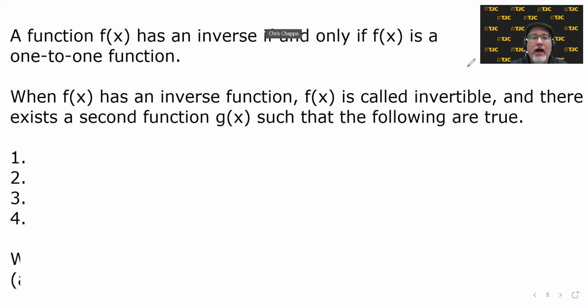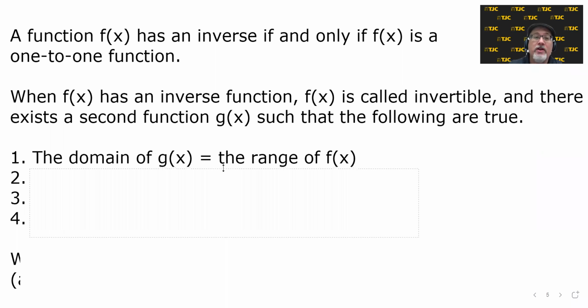And there exists a second function, g of x, such that the following are true. So in other words, if you're 1 to 1, then you have an inverse. You're called invertible, which means there is another function that does something in cooperation with you. These two functions together satisfy the following 4 criteria. Number 1, the domain of g of x equals the range of f of x. In terms of inputs and outputs, what this is saying is the numbers that can go into the second function g are precisely the same numbers that can come out of the first function f.